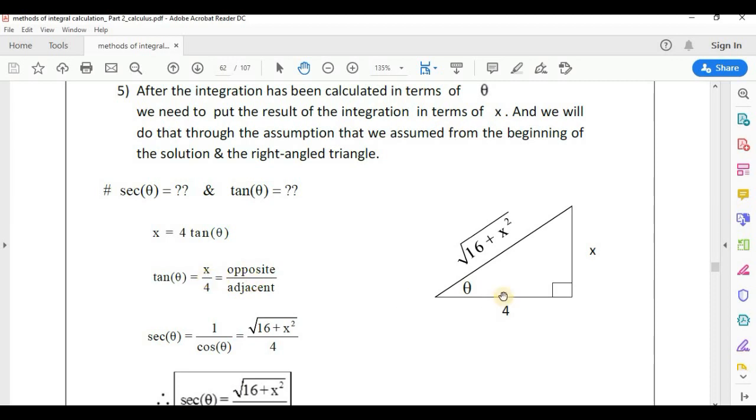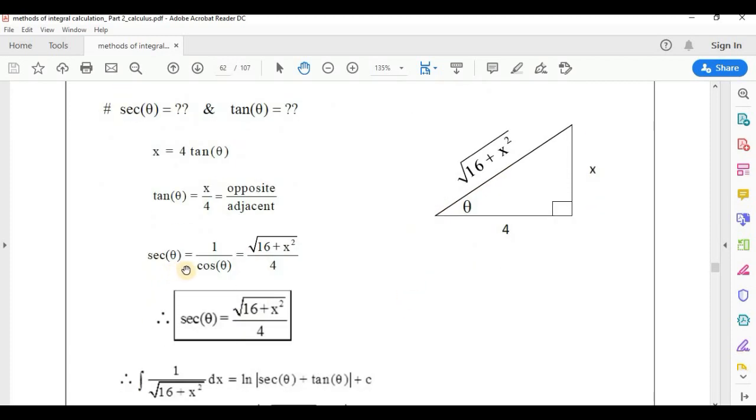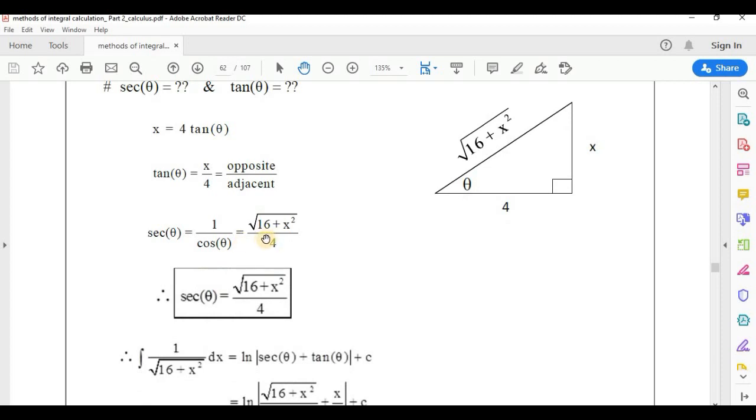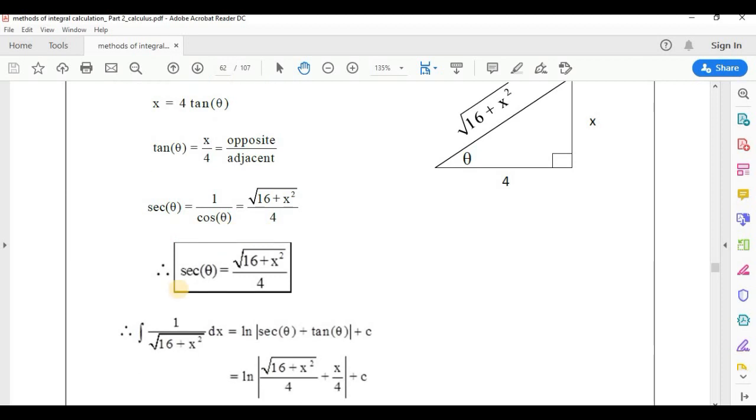In this case the opposite will be x, and the adjacent will be 4. The hypotenuse will be the square root of 16 plus x squared. In this case, sec theta will be equal to 1 divided by cosine. It will be equal to the square root of 16 plus x squared, divided by 4. Then sec theta will be equal to this value.